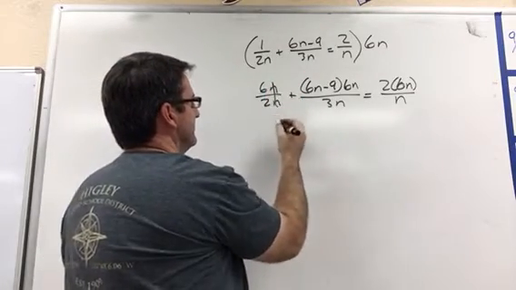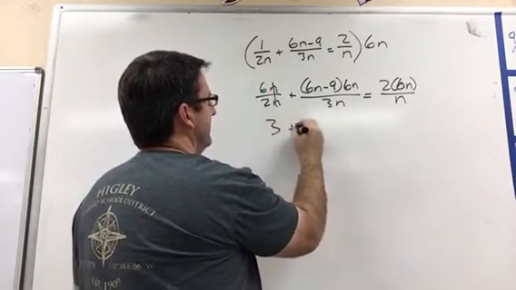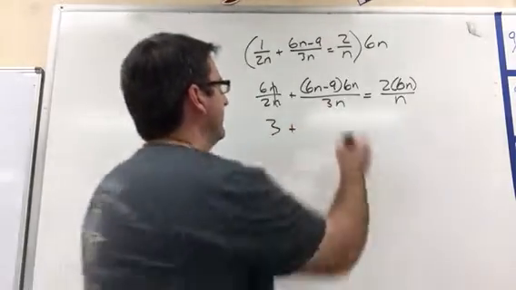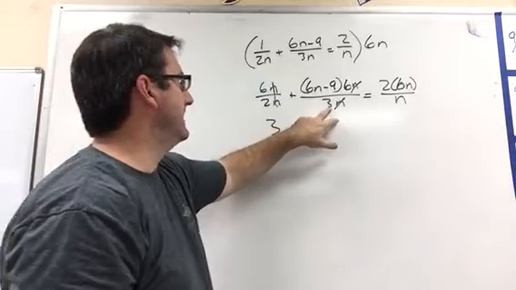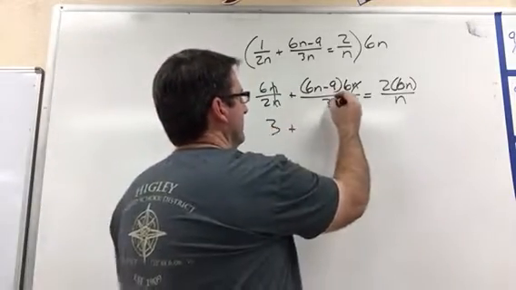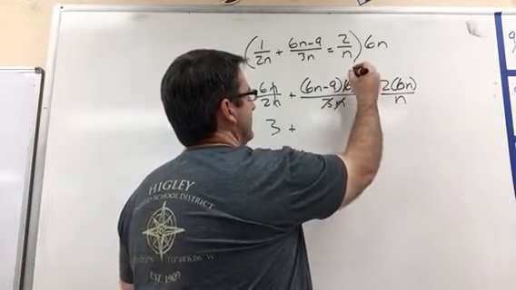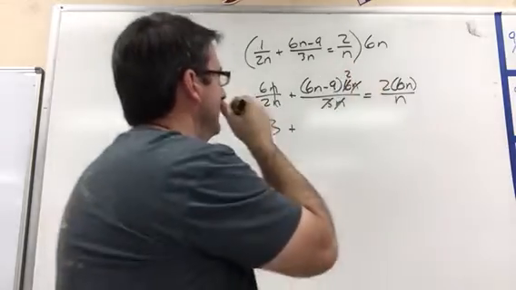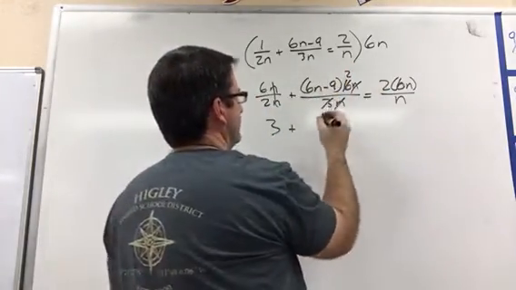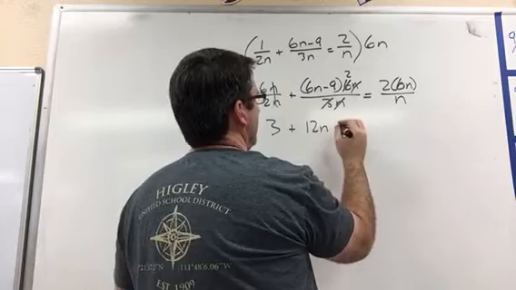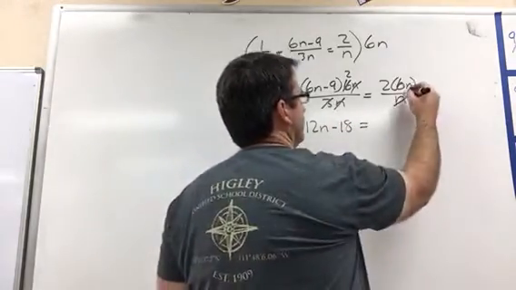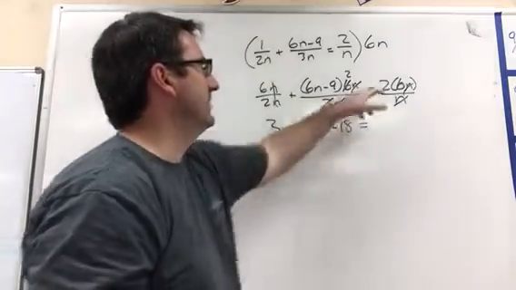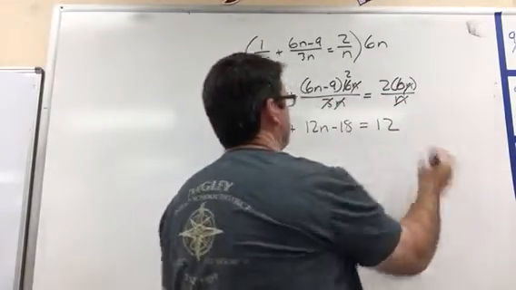You get 6 divided by 2 is 3. Over here, again, the n's will divide to 1. The 3 divides evenly into 6 twice. So 2 times 6n minus 9 is 12n minus 18. And over here, again, the n's are going to divide to 1. And we get 2 times 6, which is 12.